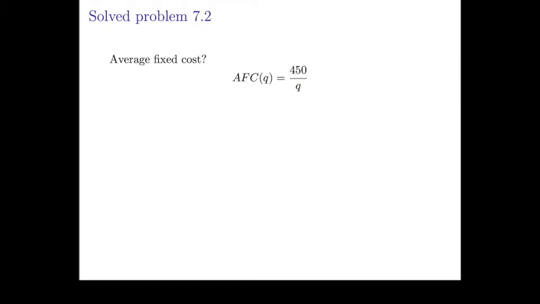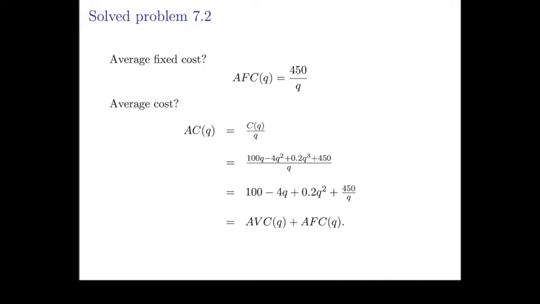What's our average fixed cost? Remember, it's just the fixed cost divided by Q. So 450 was our fixed cost, divided by Q, we get 450 over Q. Finally, we can now calculate the average cost, which is just total cost divided by Q, which we could just calculate by adding up our average variable cost and our average fixed cost to get 100 minus 4Q plus 0.2Q squared plus 450 divided by Q.